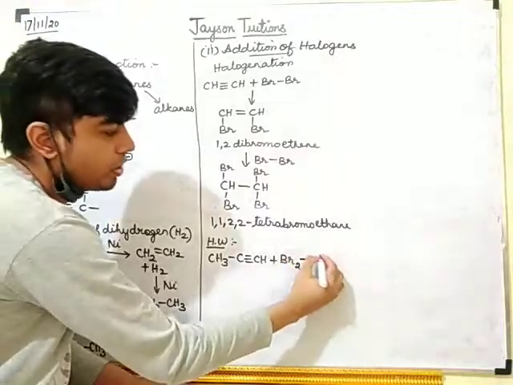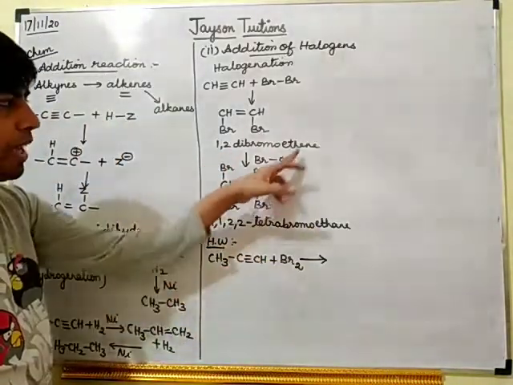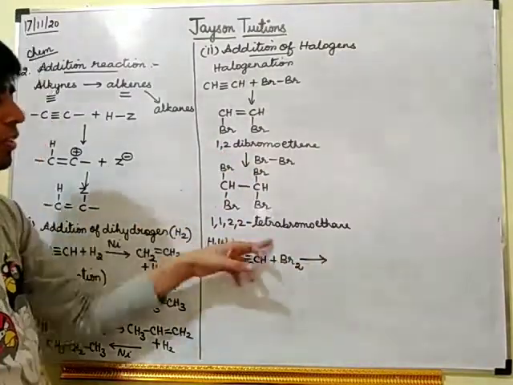So what will be your answer? First you should get propene with 2 bromine. Then you have to get propane with 4 bromines.